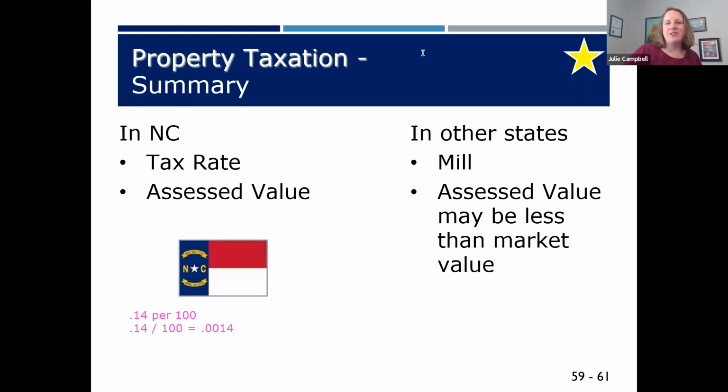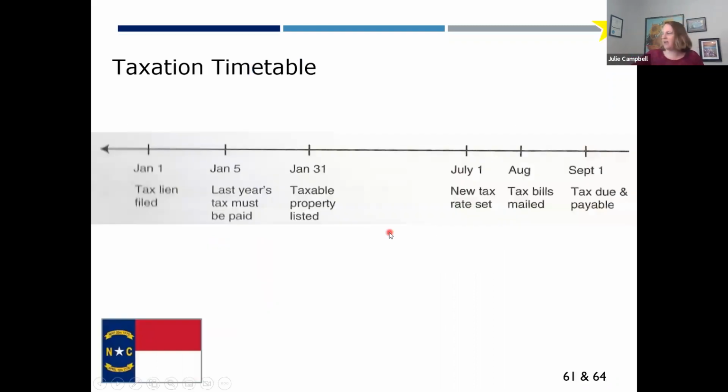All right, let's fast forward. Hold your place in the book, but let's just look ahead together real quick. Let's go to page 64. Don't write down what's on your screen. What's on your screen you're looking at on page 64. Everybody see that? So we have a taxation timetable. And for our purposes, we're going to pretend that this taxation timetable is for the year 2022, this year.